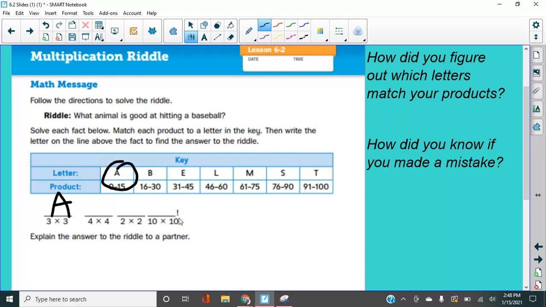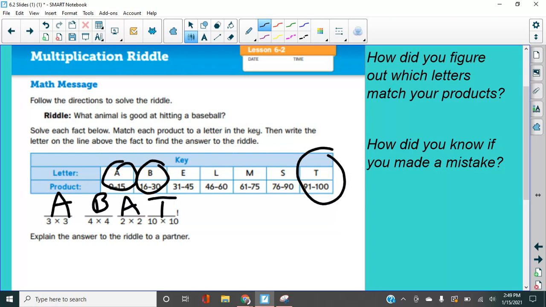All right, let's see what you should have gotten. 4 times 4. What is 4 times 4? 16, right? 4, 8, 12, 16. So 16 goes with B. 2 times 2, that's 4, right? So that goes right here. Another A. And 10 times 10. What is 10 times 10? It is 100. Way down here.